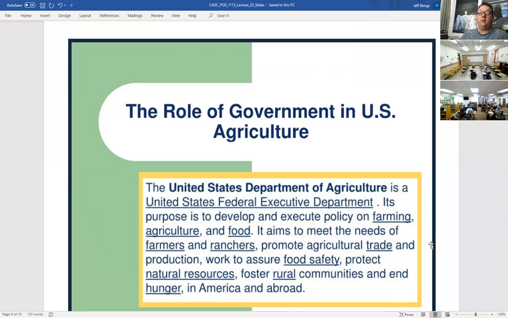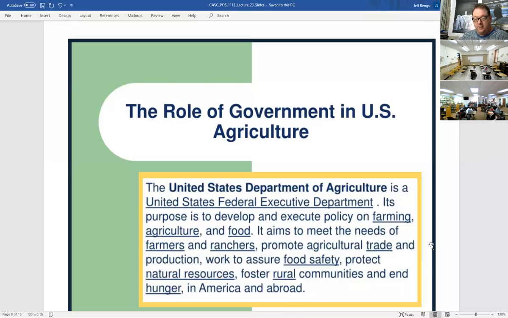The policies that they come up with are to help farming, agriculture, and food. Also to assist farmers and ranchers. It's to promote trade of agricultural goods, trade with other countries, to assure food safety. We definitely want that.